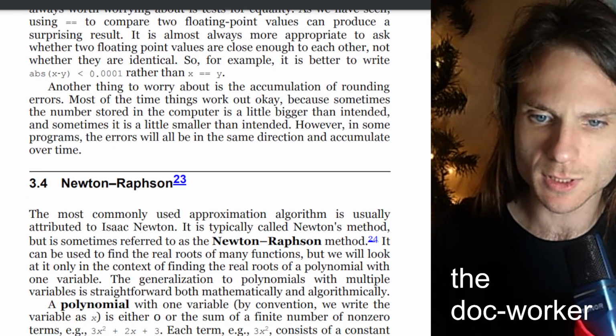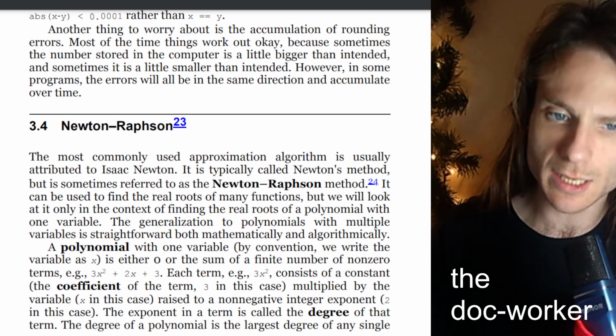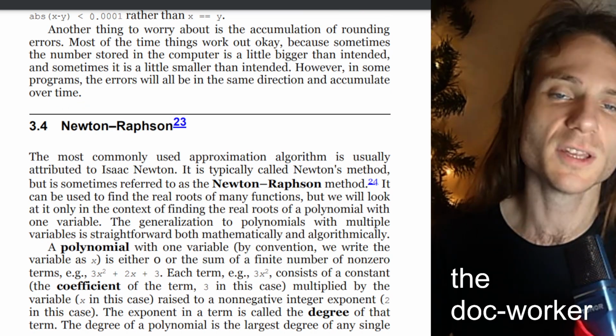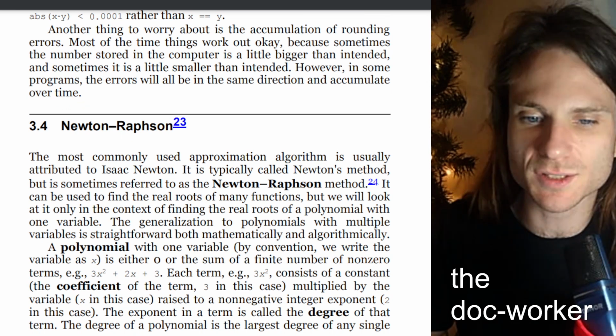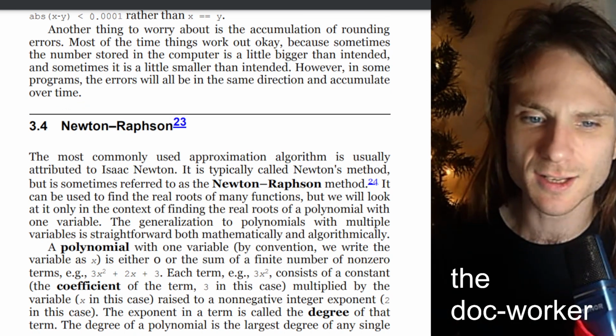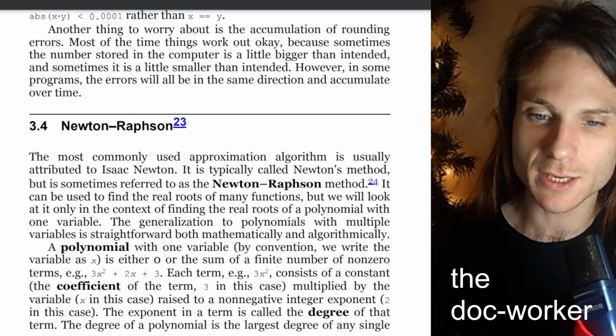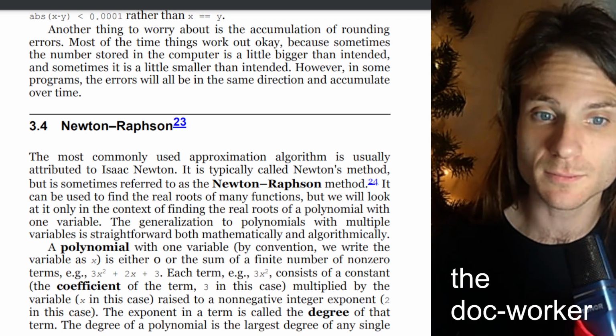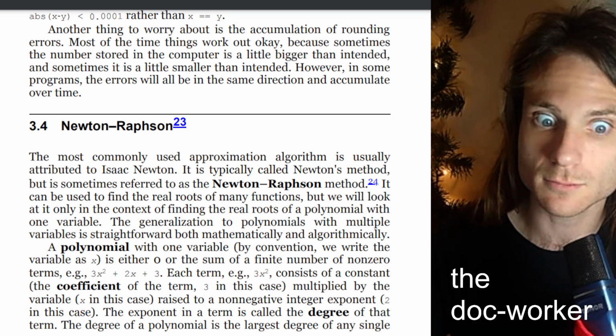Another thing to worry about is the accumulation of rounding errors. Most of the time, things work out okay, because sometimes the number stored in the computer is a little bigger than intended, and sometimes it's a little smaller than intended. However, in some programs, the errors will all be in the same direction and accumulate over time.